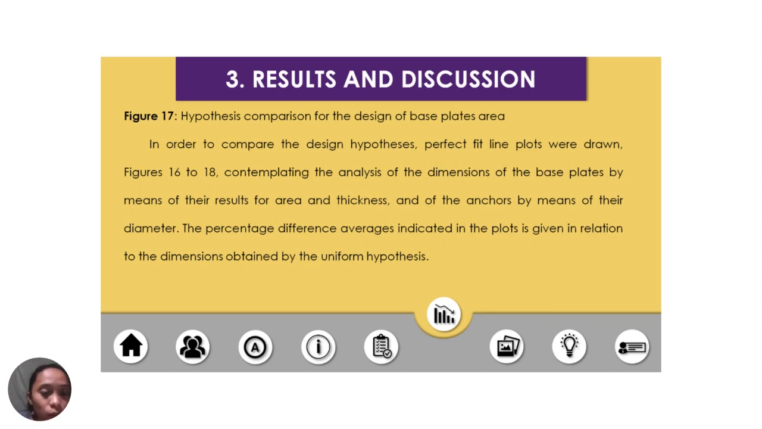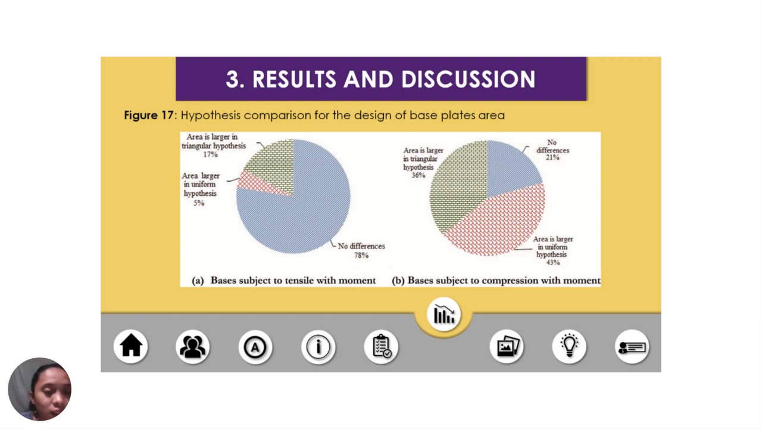So in order to compare the design hypotheses, perfect fit line plots were drawn. Figures 16 to 18 contemplate the analysis of the dimensions of the base plates by means of the results for area and thickness, and of the anchors by means of their diameter. The percentage difference average indicated in the plot is given in relation to the dimensions obtained by the uniform hypothesis. So this is figure 17, hypothesis comparison for the design of base plates area.